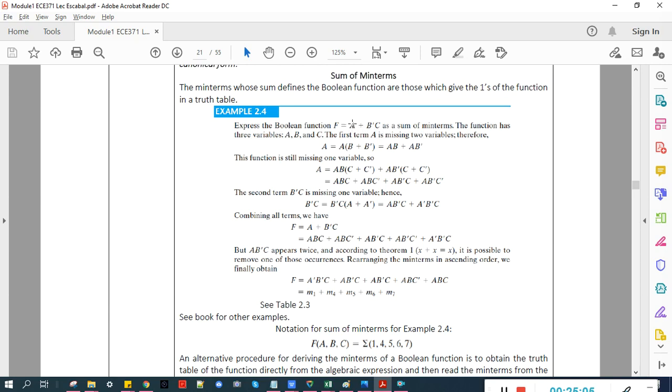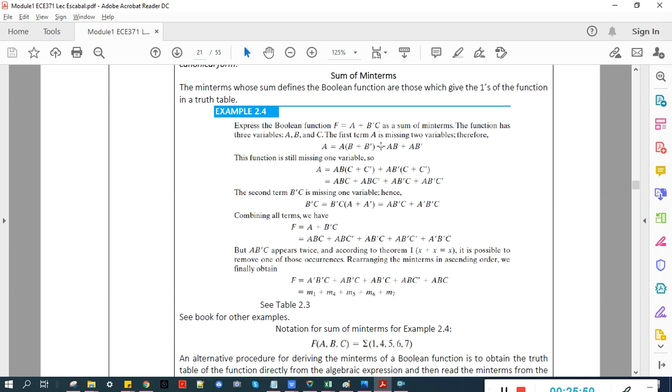The first term here, which is A, doesn't contain B and C. So how are we going to find the minterms associated with A? We multiply it by the identity element 1. B plus B prime is equal to 1, so we are just multiplying 1 to A. Therefore A is not changed in this expression. It's valid to multiply A by B plus B prime because this is just equal to 1.